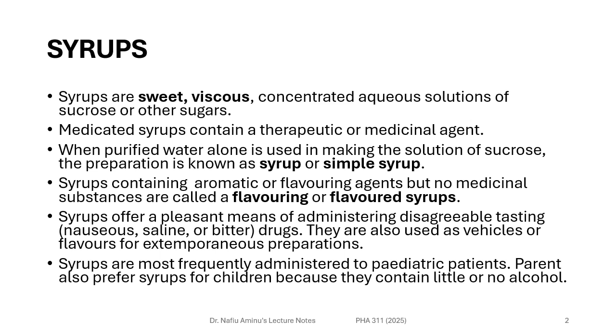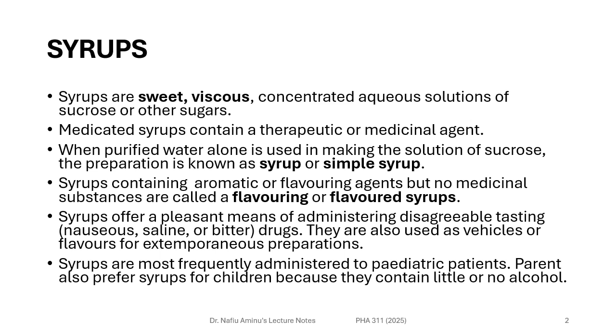The third group is what we call syrup containing aromatic or flavoring agent, but no medicinal substances. These contain sucrose dissolved in water, but in addition they contain other agents, usually aromatic or flavoring agents, which give them other features in addition to sweetness and viscosity. That aromatic or flavoring agent gives certain aromatic effect or flavoring characteristics to that particular syrup. This group of syrups are called flavoring or flavored syrups. So that is the three main categories of syrups that we have.